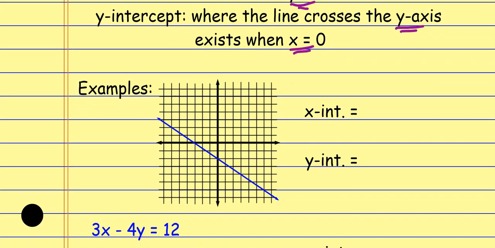If I look at something like this guy, from the graph, let's identify the x and the y-intercept. So the x-intercept is where it crosses the x-axis. So it crosses the x-axis right here at this point. And again, let's write it as an ordered pair. A lot of times students will just write x equals this and they'll just write the x value.